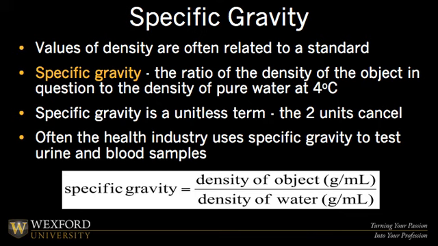Finally, addressing specific gravity, the values of density are often related to a standard. Specific gravity is the ratio of the density of the object in question to the density of pure water at 4 degrees Celsius. So specific gravity is a unitless term where the two units cancel. And often, the health industry uses specific gravity to test the urine and blood samples. So again, specific gravity is equal to the density of an object in grams per milliliter over the density of water in grams per milliliter.